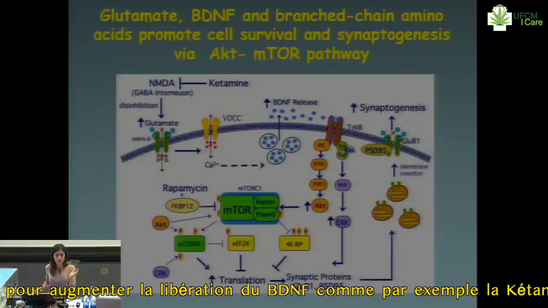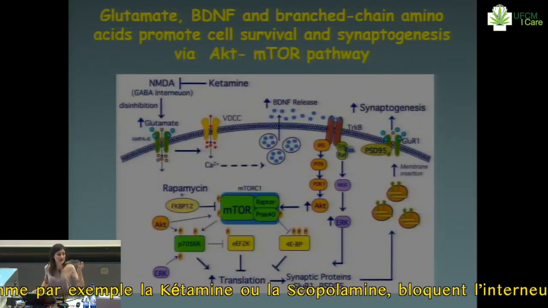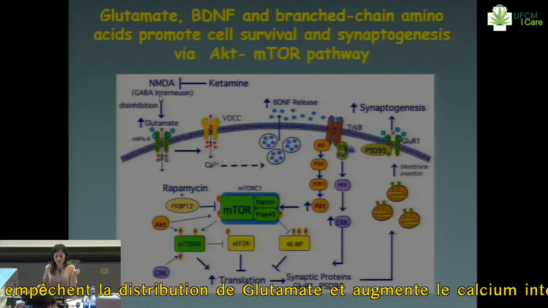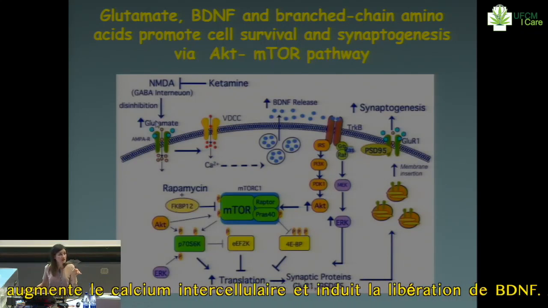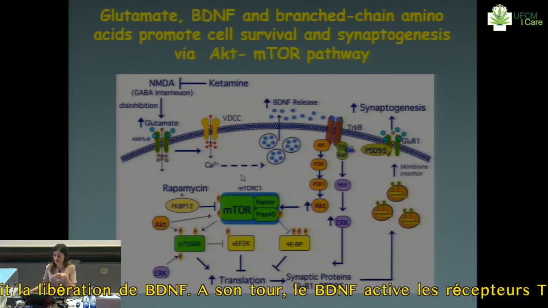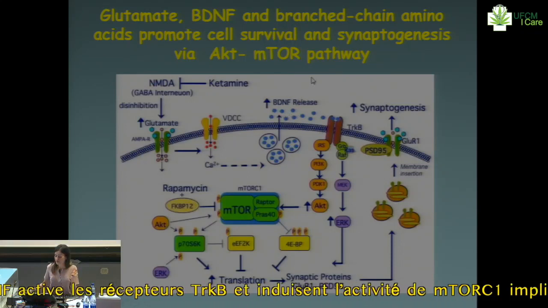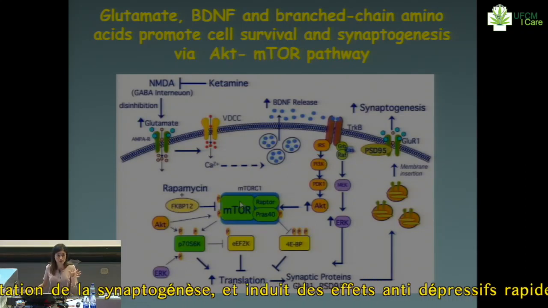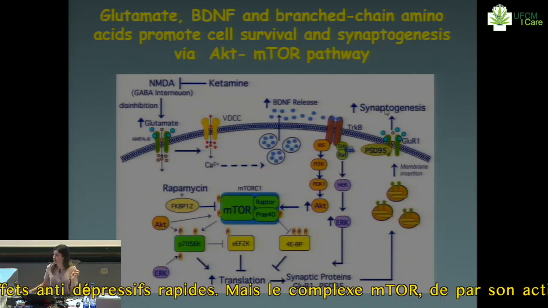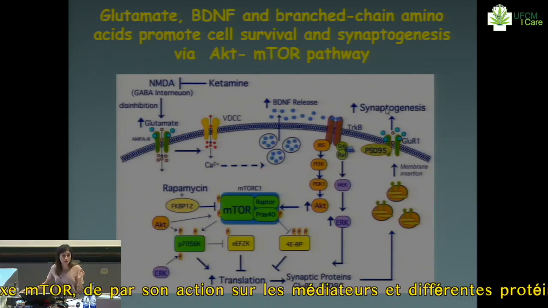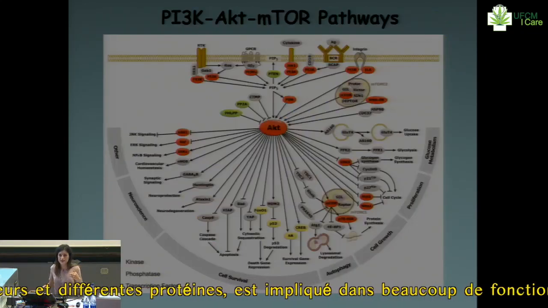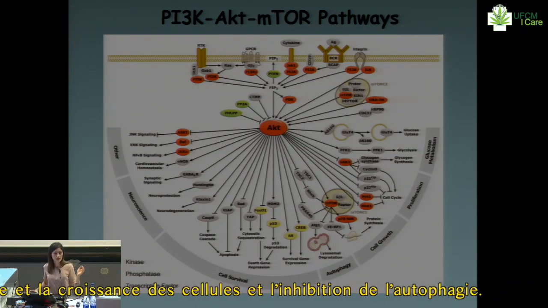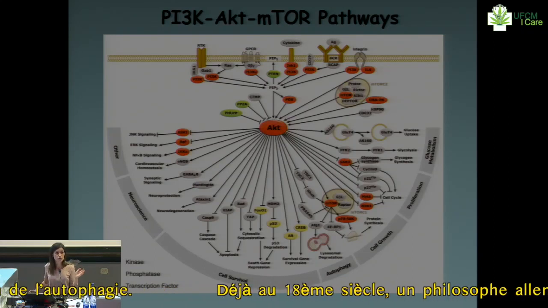Indeed, for antidepressant drugs, we know the strategies to increase BDNF release, like for instance ketamine or scopolamine, that by blocking NMDA on GABA interneurons inhibit the release of glutamate, which increases the intracellular calcium and induces BDNF release. BDNF in turn activates the TrkB receptor that induces the activity of the mammalian target of rapamycin 1, mTOR, which is involved in increased synaptogenesis, underlying the rapid antidepressant effects. But the mTOR complex, by recruiting different proteins and mediators, is involved in plenty of functions like cell survival, cell growth, or inhibition of autophagy.